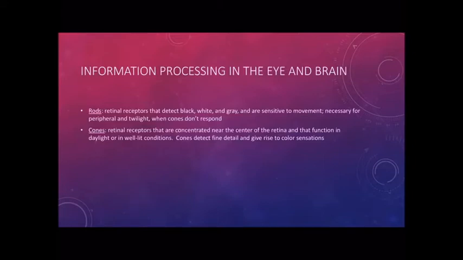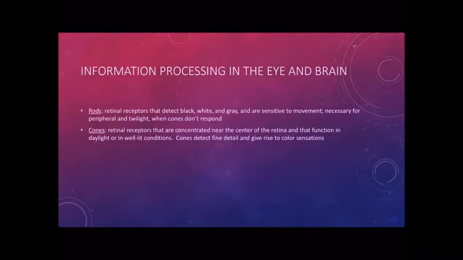Your rods are going to be on the outside of your eye, whereas your cones are clustered all in the middle of the eye. Again, because rods are for peripheral vision, whereas cones are for central vision. Your rods are on the outsides of your eyes, and they're going to detect black, white, and gray, and they're really sensitive to movement.